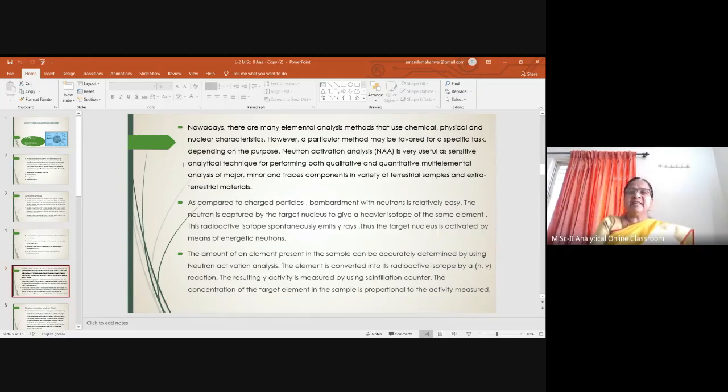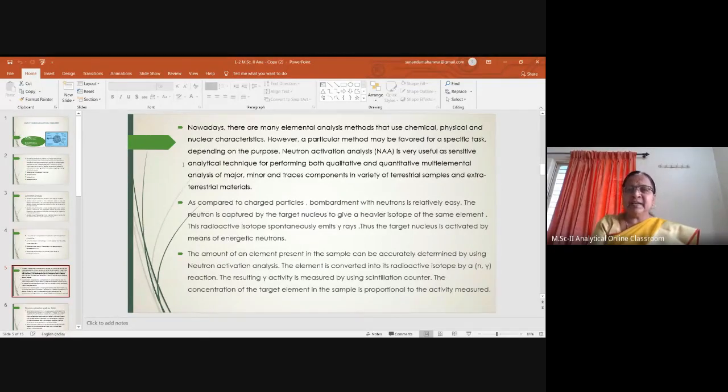Neutron activation analysis is very useful as it is a sensitive analytical technique for performing both qualitative and quantitative measurement, multi-elemental analysis of major, minor and trace components in a variety of samples and materials, terrestrial samples and extraterrestrial materials. म्हणजे न्यूट्रॉन ऍक्टिव्हेशन अनालिसिस ही मेथड, it is very useful as it is a sensitive analytical technique. That is, it can determine minute concentrations up to the parts per million, and it can also be used for qualitative as well as quantitative multi-elemental analysis.